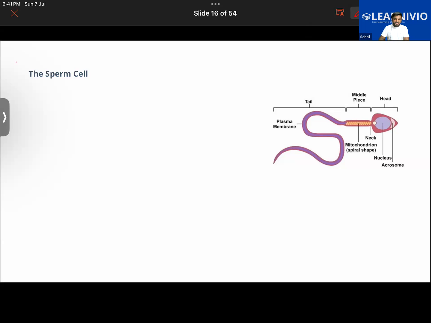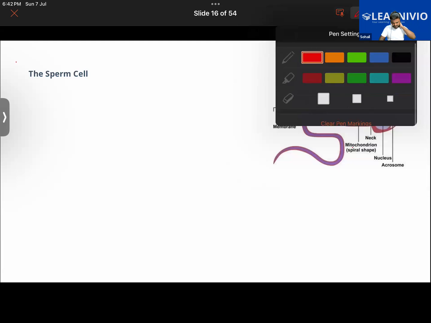Now this sperm is a single cell. It's not a multicellular thing. So this sperm comprises a single cell and has a very specific structure with three main parts, as you can see here. The first part is its head. The second part is its middle part, and then you have the tail. So let us understand the different parts of a sperm cell and their functions.